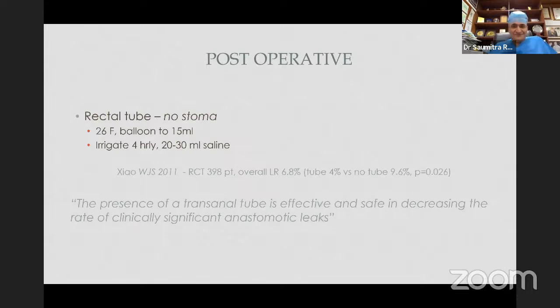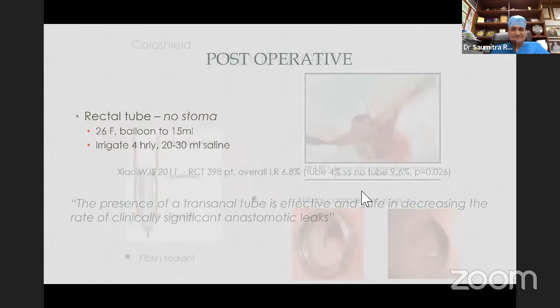Post-operatively, rectal tube. There have been some studies, especially in cases of anterior resection, low anterior resection or ultra low anterior resection, where you put a rectal tube or a catheter. As you can see, they have done a randomized controlled study on 398 patients. The overall leak rate was 6.8%. Where they put the tube, it was 4%, and with no tube it was 9.6%.